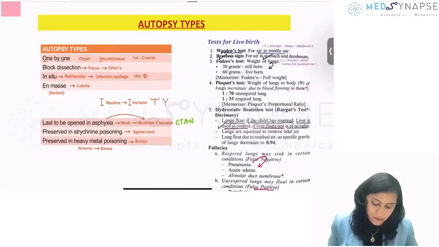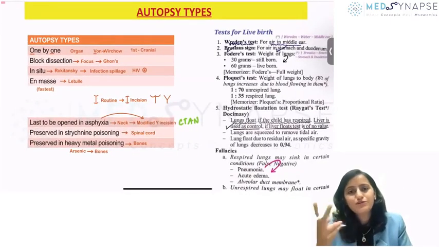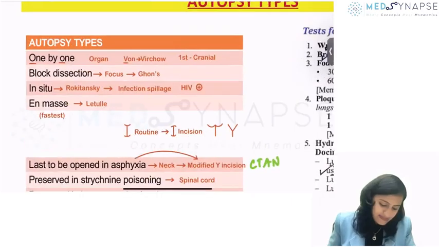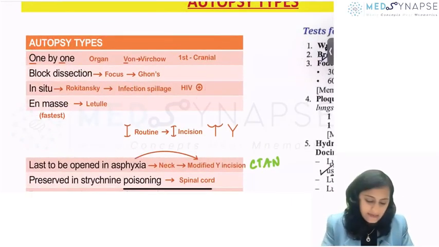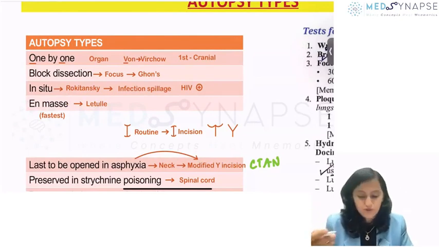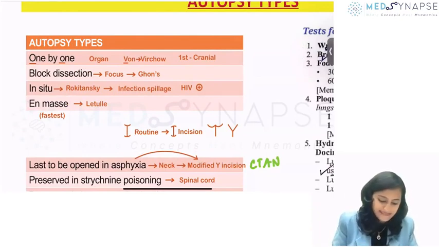Next one, coming to autopsy types, very, very important. 2 questions in NEET PG from that one, this small table. You never know what the examiner is fond of. Sometimes sexual perversion, sometimes autopsy, sometimes something else, right?